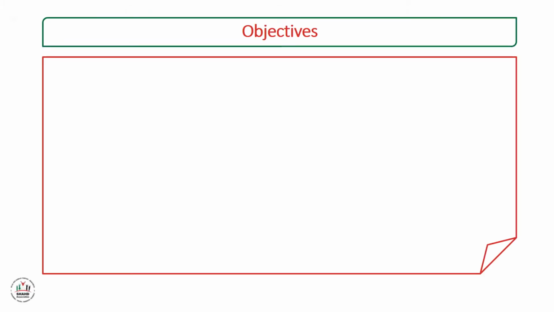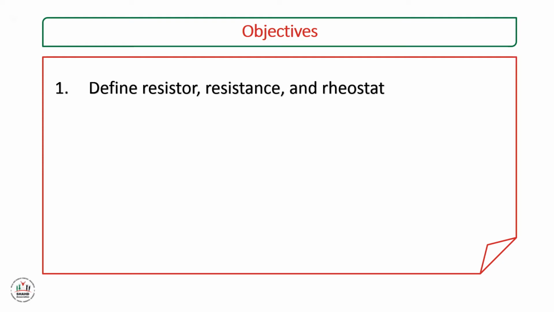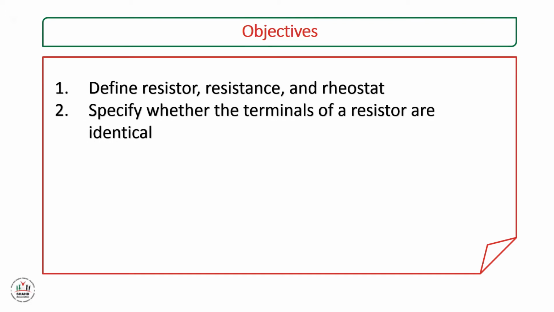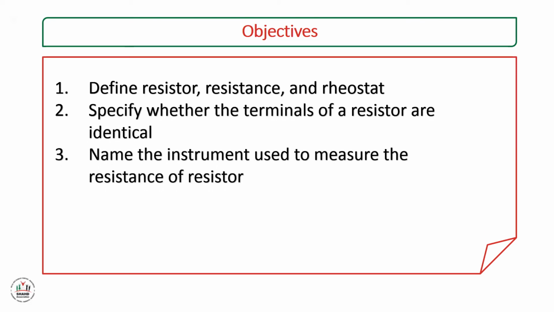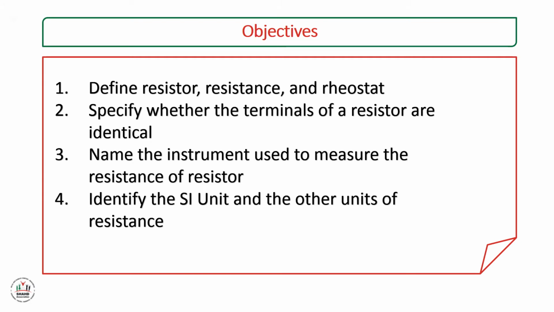Today we have four objectives. We will define resistor, resistance, and rheostat. We will specify whether the terminals of a resistor are identical. We will name the instrument used to measure resistance of a resistor. And finally, we will identify the SI unit and the other units of resistance.